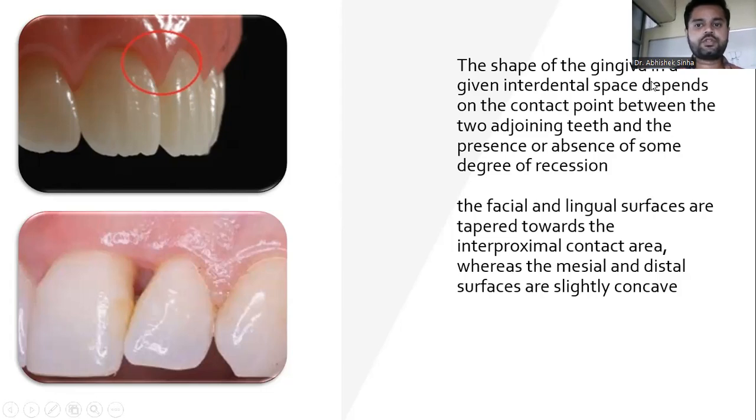So the shape of your gingiva in the interdental space will very much depend on the contact point. If there is no contact point, like in this case, because of a diastema or something, that will govern the shape of your interdental gingiva.